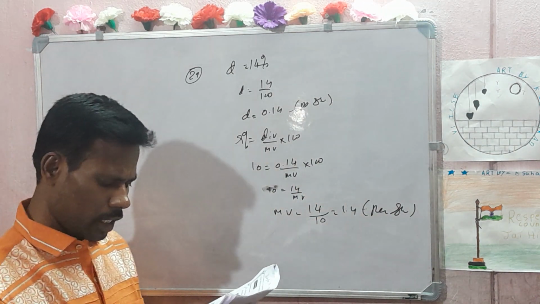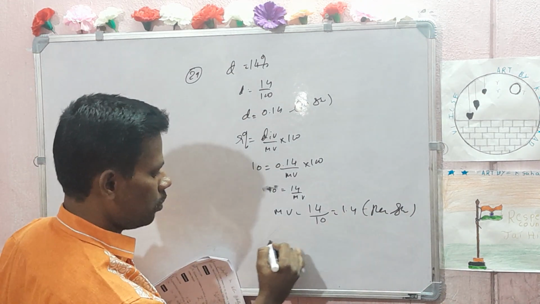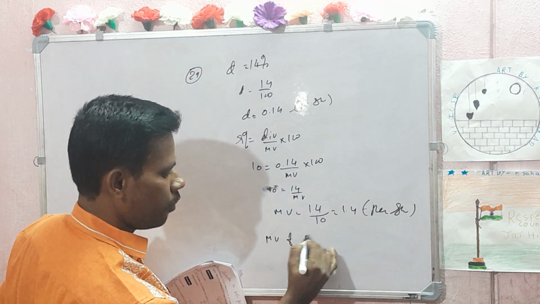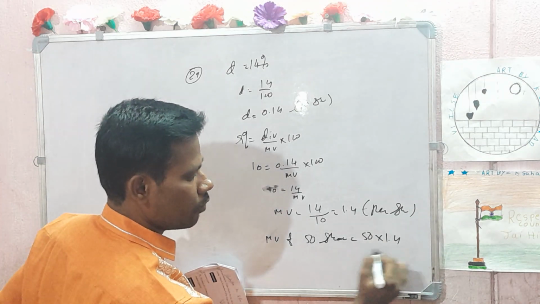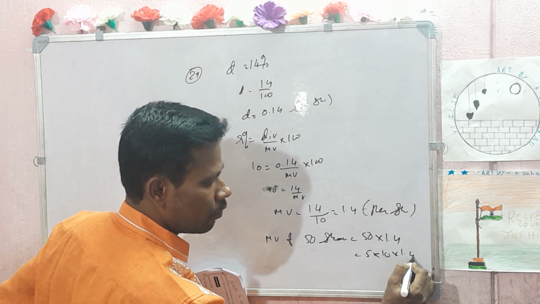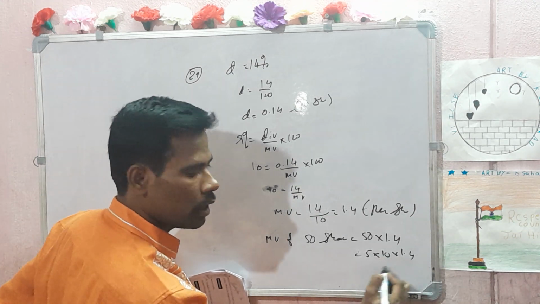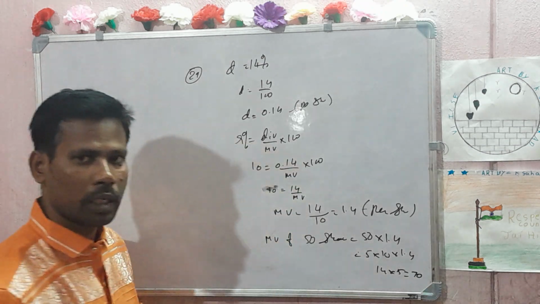Now it is asking to find the market value of 50 shares. So this is per share, as I already told. So the market value of 50 shares is equal to 50 into 1.4. So 5 into 10 into 1.4. Where will the point move? Here. So 14 into 5. 14 5s are 70. So the market value is 70.